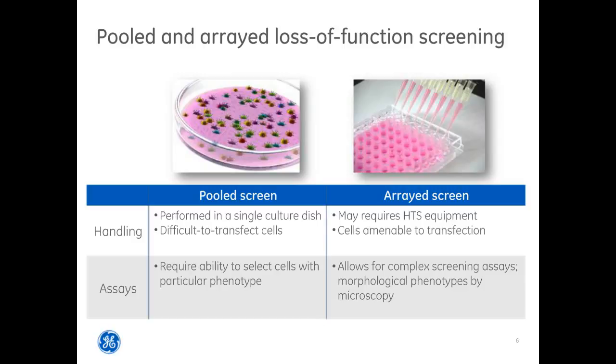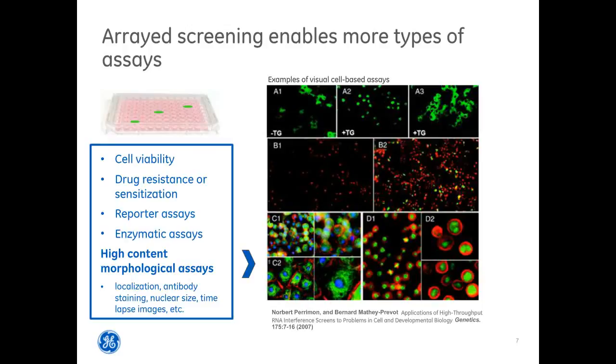But while there's a trade-off in the amount of handling required, there's also a trade-off in the types of assays that can be used. Pooled screens require a method for selection of a phenotype that will either enrich or deplete a population of cells under the experimental conditions. But in contrast, there's really no limitation on the types of assays that can be used in arrayed screens.